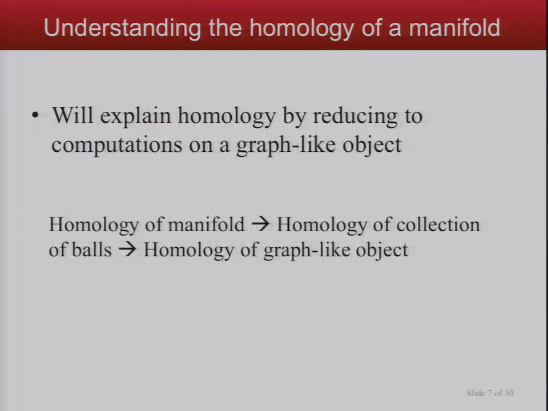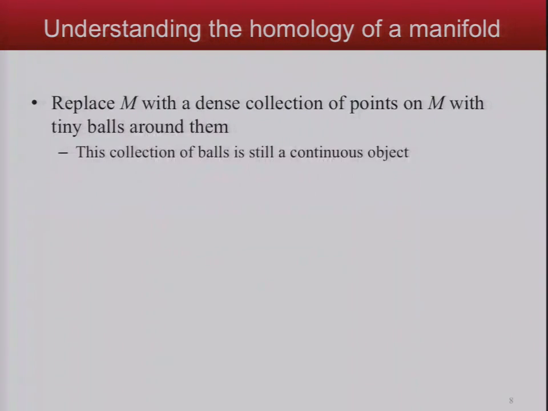All right. So now I'm going to start explaining what exactly I mean by the homology of a manifold. And the way I'm going to do it is sort of non-standard, but I'll do it by reducing the task of understanding the homology to computations on some graph-like object. And so I'll do it in 2 stages. I'll relate the homology of a manifold to the homology of a collection of balls. And then I'll explain how to calculate the homology of this collection via a graph-like object. Okay, so here's the first step. You take your data manifold and imagine replacing it by a dense collection of points on the manifold with tiny balls around them. This object is still continuous and it's not graph-like anymore, not yet at least.